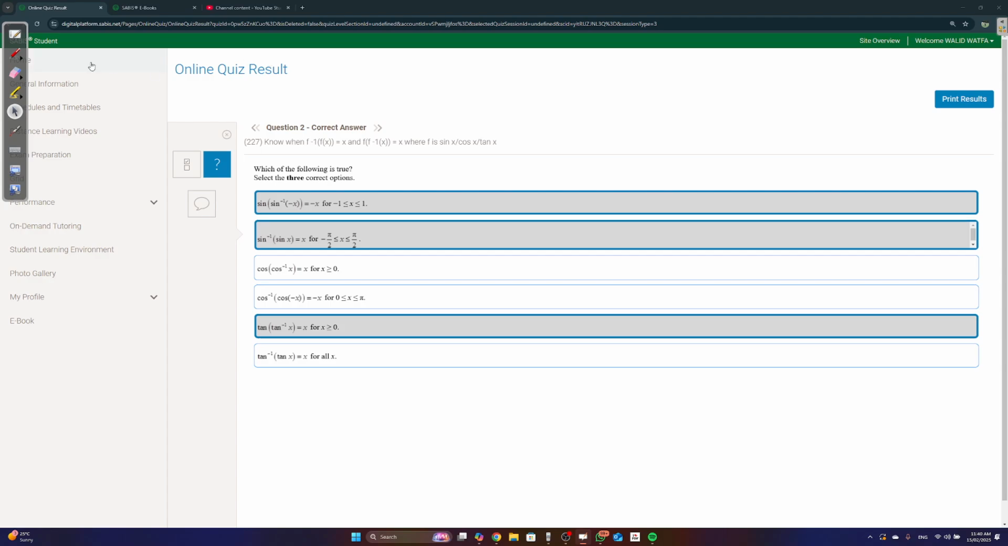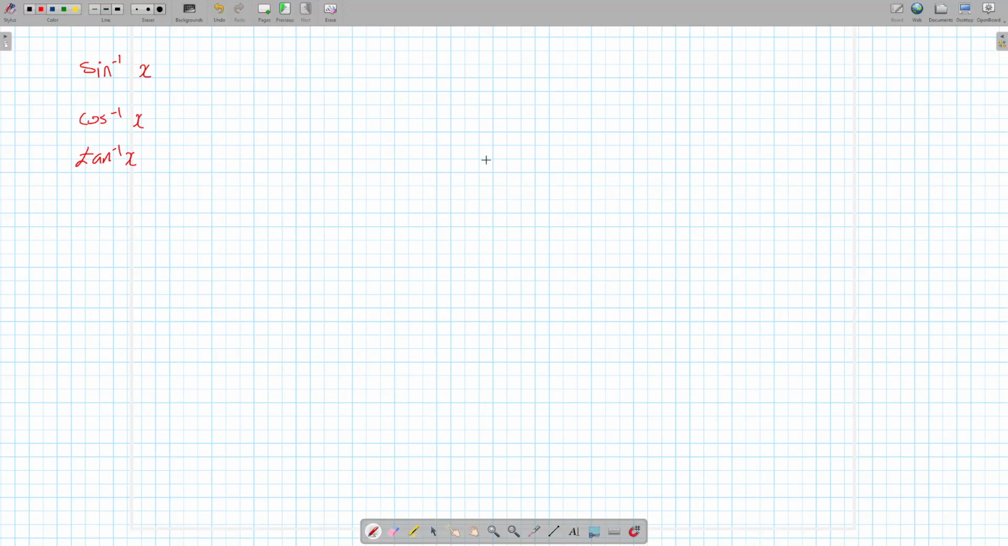I'm not going to draw the graphs for you because they're not for your level. Actually, I'm going to draw it just so you can get the hang of it. I'm going to draw first the sine function, and I'm going to explain how it goes. So sine looks like this. We're going from minus pi over 2 to pi over 2 over here.